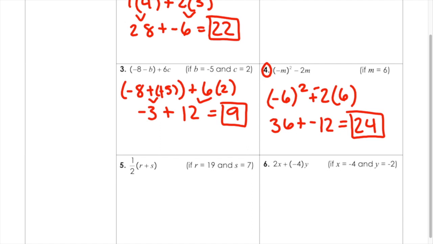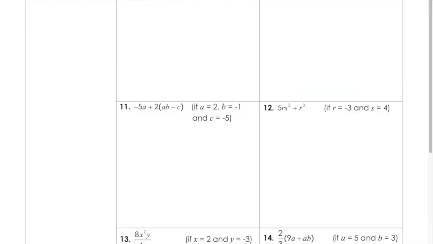And we're done. All right, let's flip to the back page and look at a few more that are a little bit more intensive than those. So let's start with number 10. We have a fraction for this one.